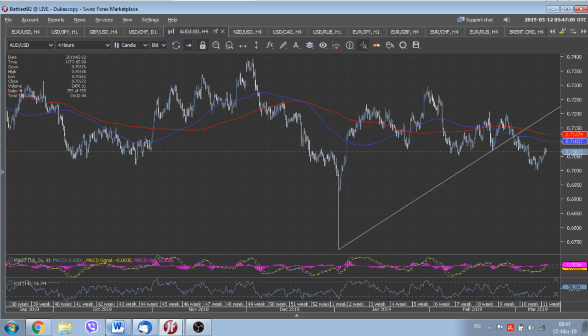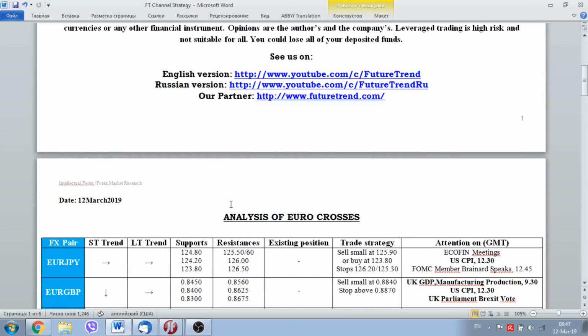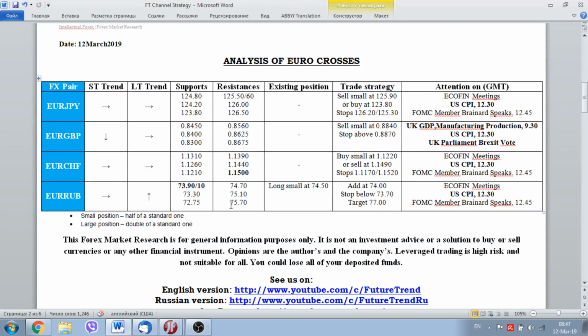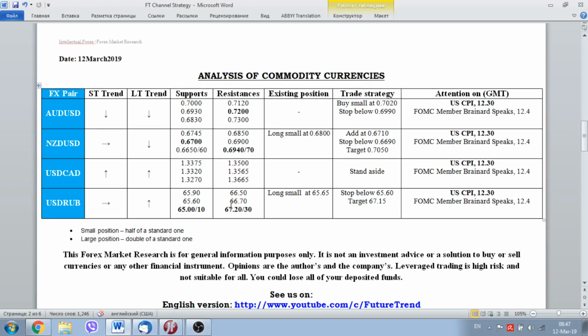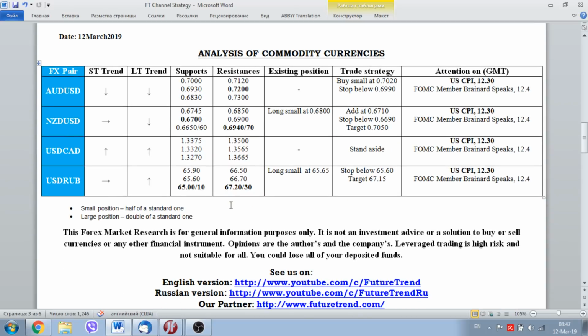What else? As regarding the commodity block of currencies, let's have a quick look at the euro crosses. Here we have just one position, in the euro ruble, just discussed. And in the commodity block of currencies, we still keep two positions: the Kiwi dollar long one and the dollar ruble long one, still profitable. At the moment, that's all.